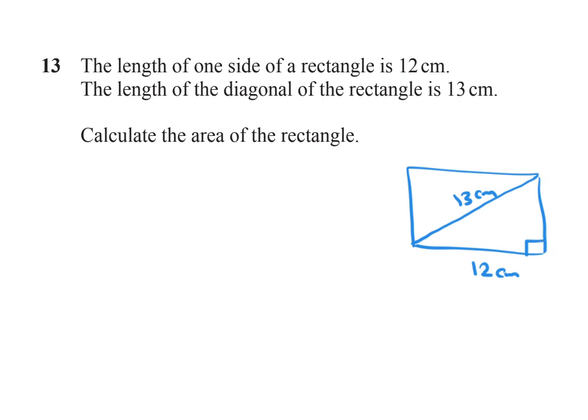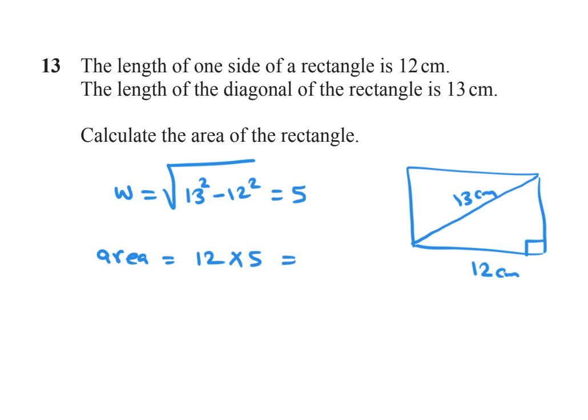So to find the width you can use Pythagoras. So width equals the square root of 13 squared minus 12 squared, which is 5. So the area of the rectangle is length by width, so 12 times 5 equals 60 centimeter square.